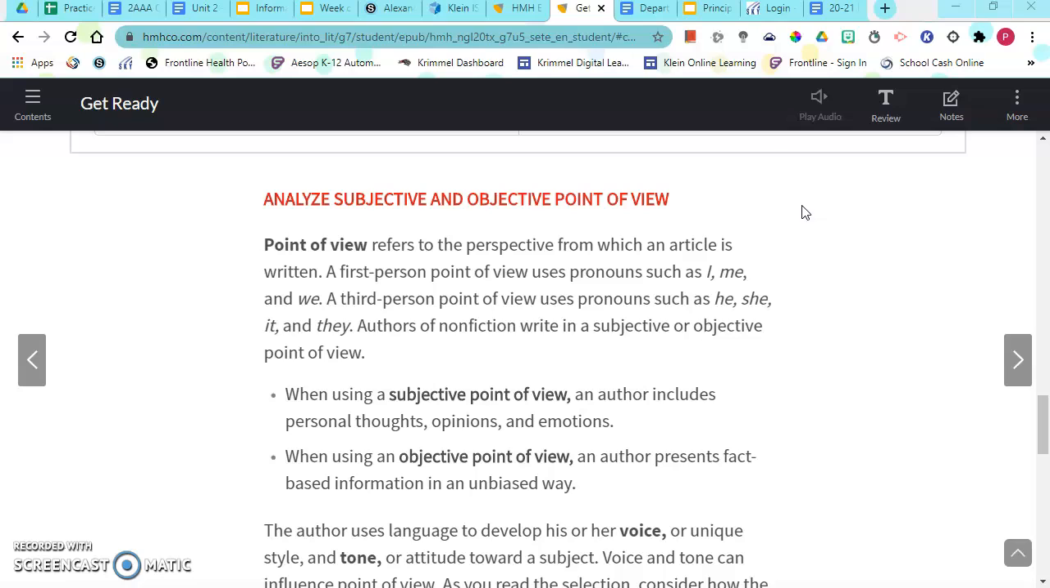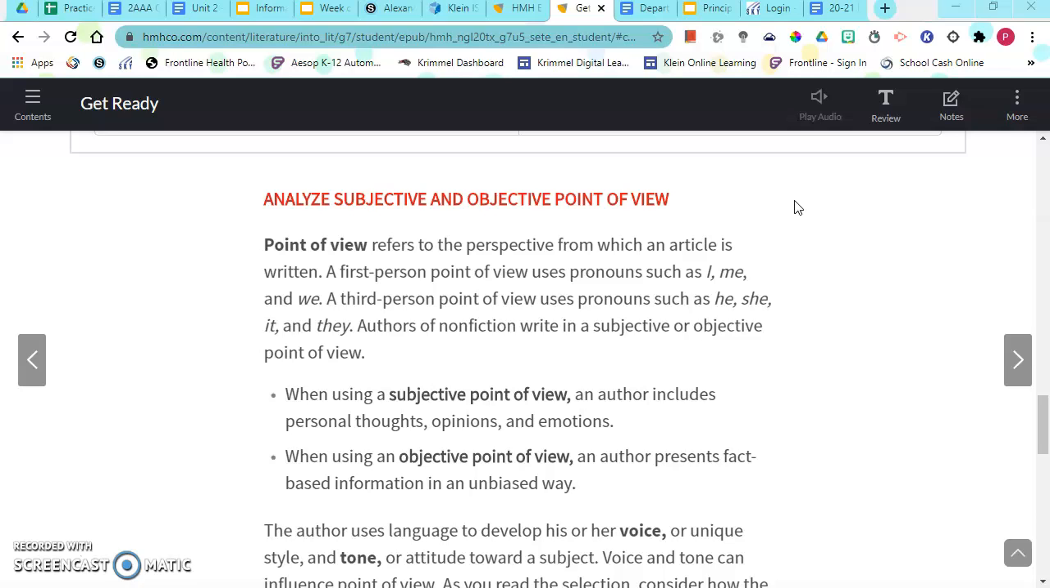Yesterday we talked about these two terms and introduced them using our informational text study guide. Whenever we talk about point of view, it is referring to the perspective from which an article, because we're reading nonfiction, is written. A first-person point of view uses pronouns such as I, me, and we. In grammar, we refer to these as personal pronouns. A third-person point of view uses pronouns such as he, she, it, and they.